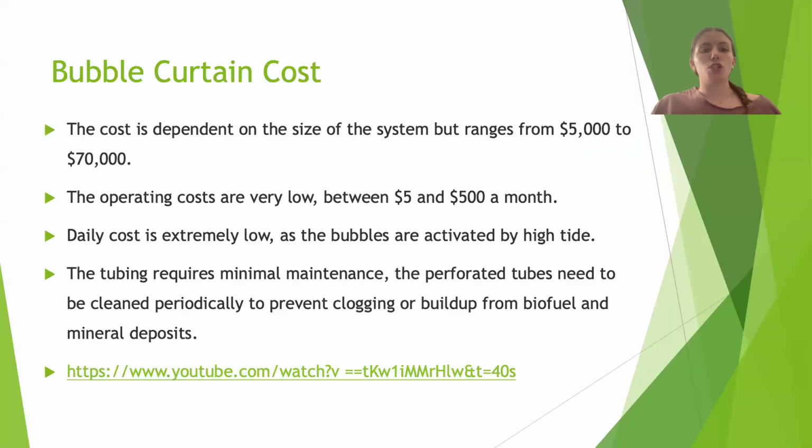So the cost of the bubble curtain really depends on the size of the system that you have installed. It can range from as low as $5,000 to around $70,000, but the cost for a deep sea curtain, since it's so much bigger, would be closer or greater than $100,000. The operating costs are very low. They're only between $5 and $500 a month, which makes this both a safer and cheaper option than using chemicals to treat the algae.